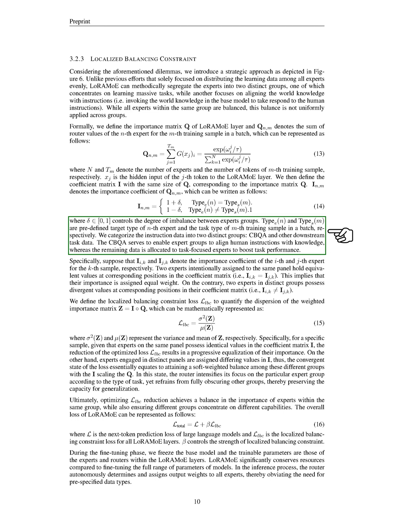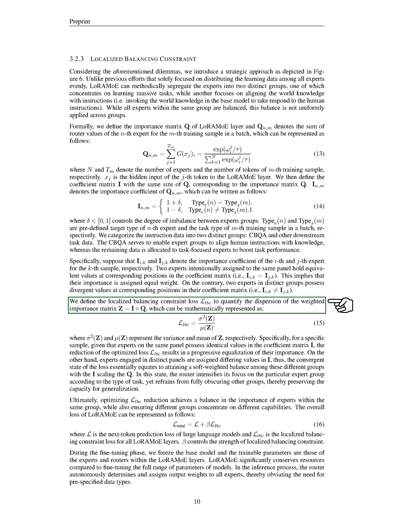We categorize the instruction data into two distinct groups, CBQA and other downstream task data. The CBQA serves to enable expert groups to align human instructions with knowledge, whereas the remaining data is allocated to task-focused experts to boost task performance. We define the localized balancing constraint loss to quantify the dispersion of the weighted importance matrix, which can be mathematically represented as a certain formula.